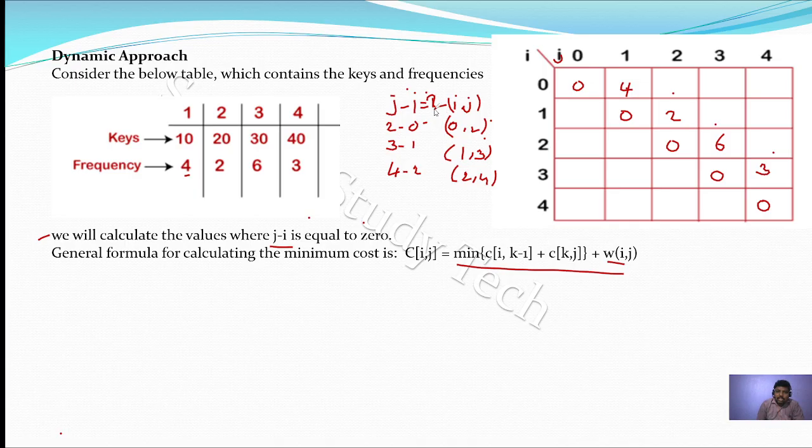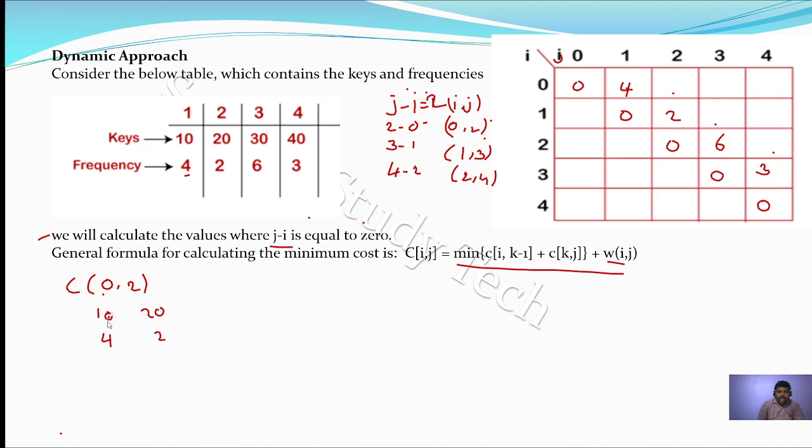So j minus i equal to 2 means you can take 2 keys at a time. So here you can find out C of 0 comma 2. Ignore 0, that is, you can consider the first key and second key. Here the first key value is 10, the second key is 20. So here the frequency of the first key is 4, the frequency of the second key is 2.